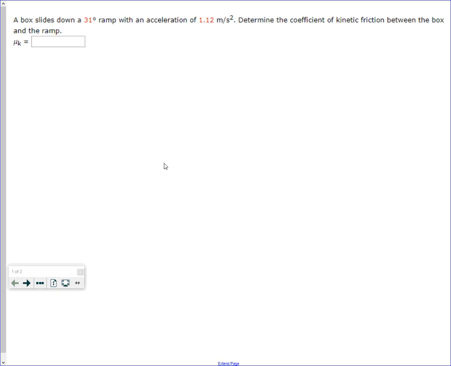A box slides down a 31-degree ramp. You're given acceleration and you're asked to find the coefficient of kinetic friction. Now, if you look at this quickly, the first thing you may realize is that we don't have mass, and that's a new one. But don't despair. Don't figure that it is an impossible task because you don't have mass. That is not true at all.